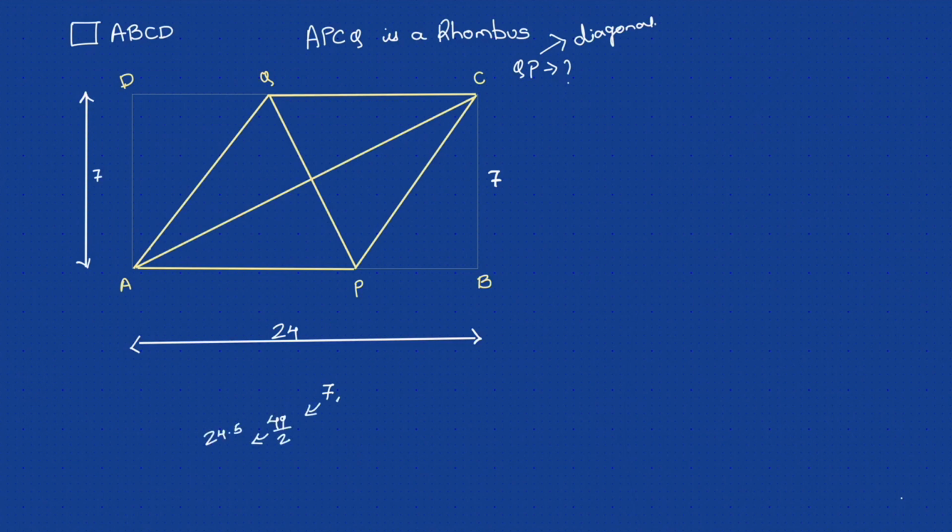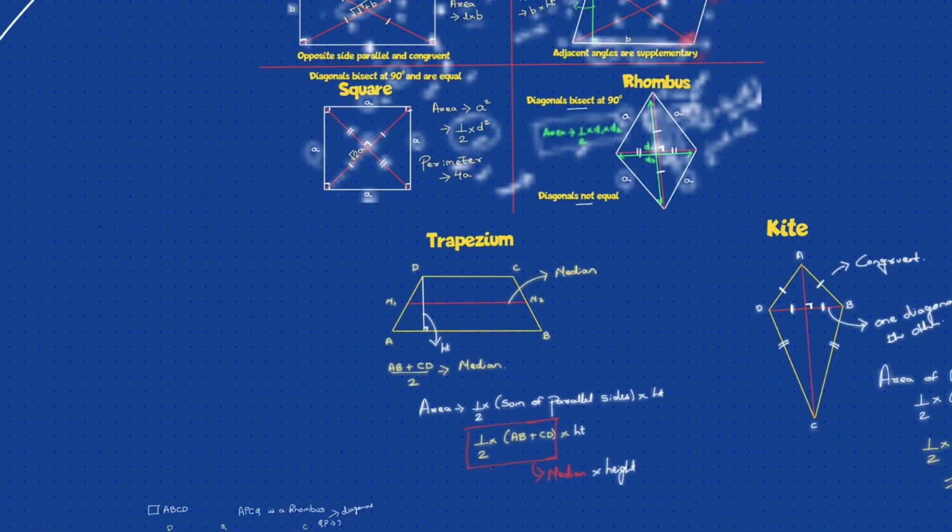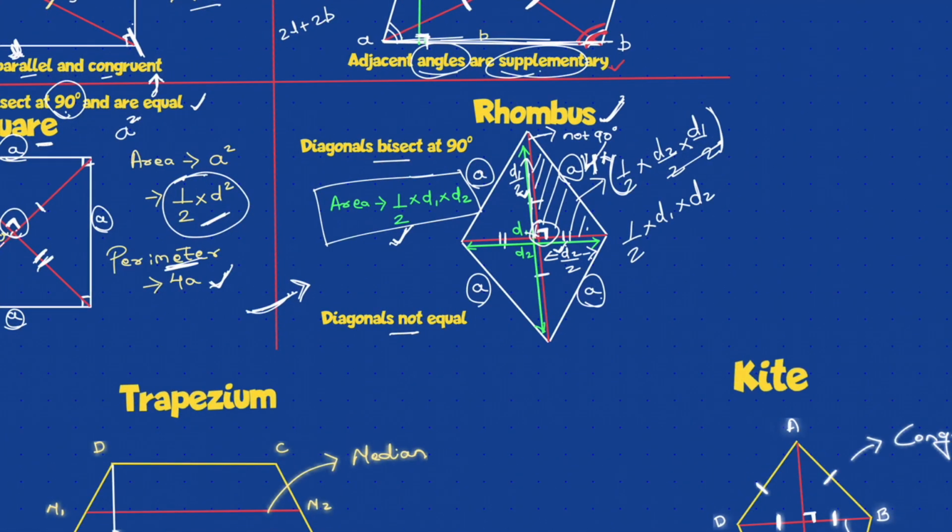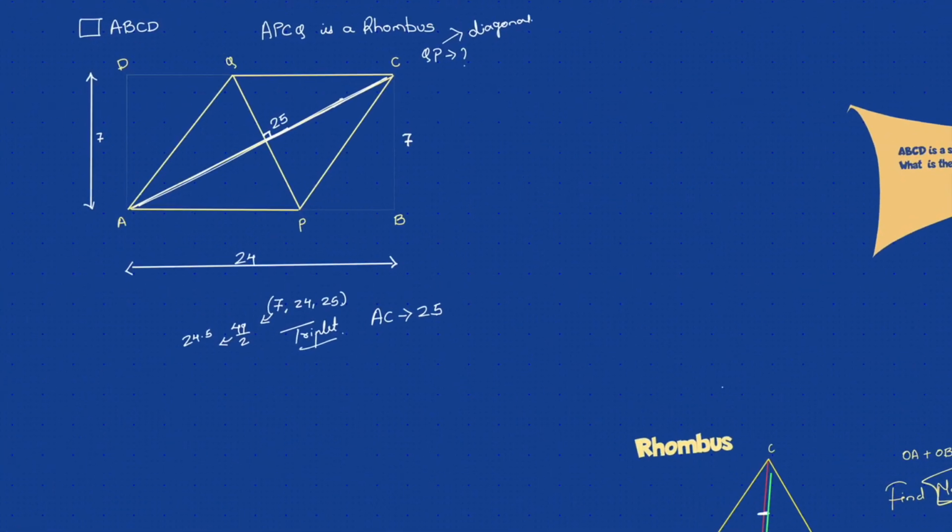I'll apply the Pythagorean triplet here because the angle is 90. So 7 squared is 49, 24 squared is 576, and so the triplet is 7, 24 and 25. We learned this earlier, right? So one side is 24, and the other, that is the hypotenuse, will be equal to 25. So my hypotenuse, which is the diagonal of the rhombus, is 25. But we have learned in a rhombus, diagonals bisect each other at 90, right?